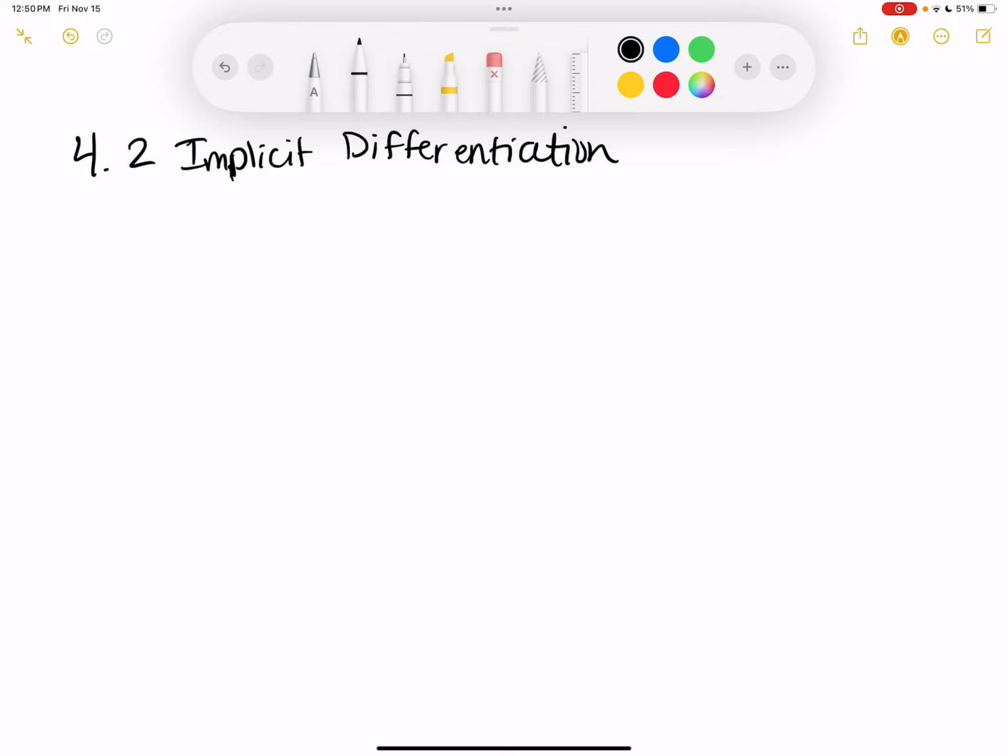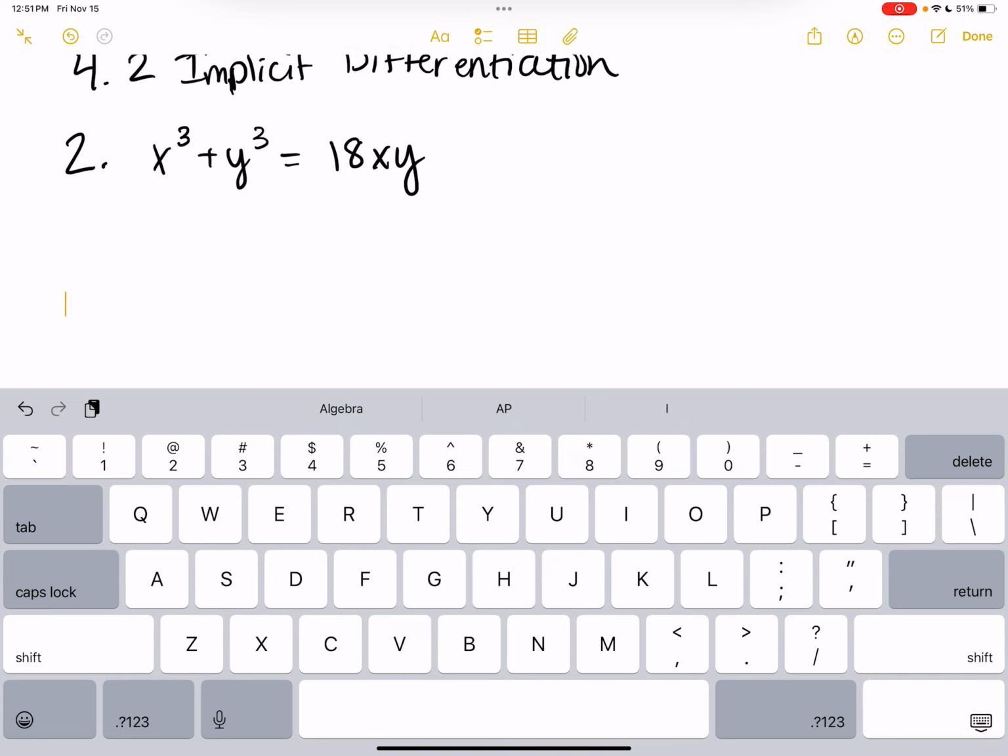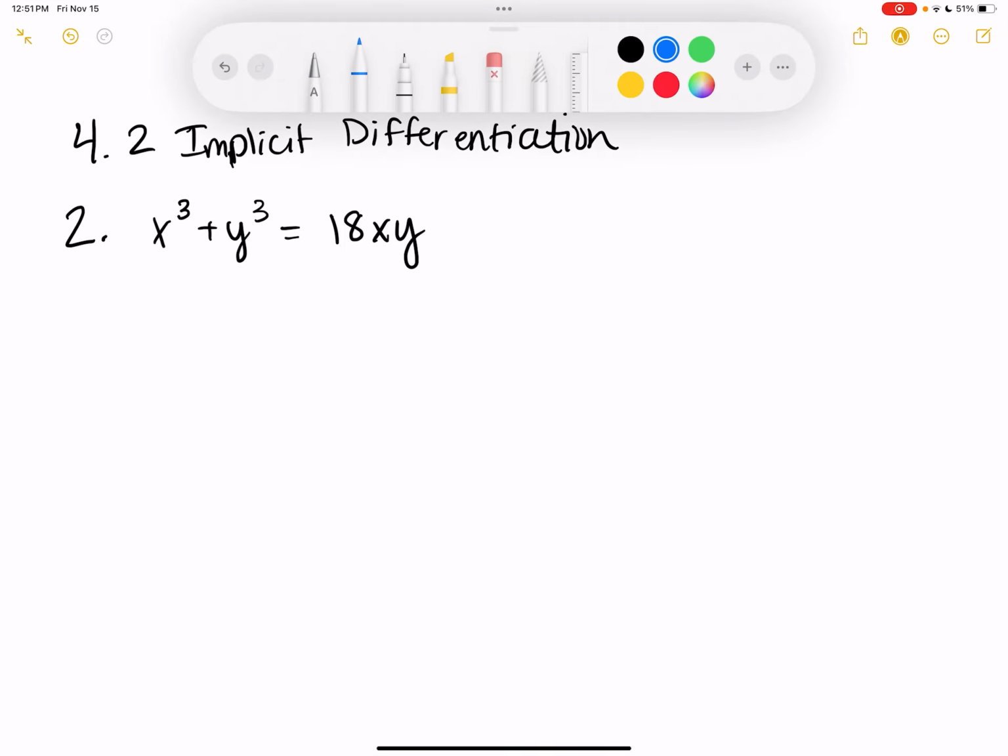It's actually really fun. Okay, number 2. Find dy/dx. x cubed plus y cubed equals 18xy. My teacher's there. They urged me to do that.